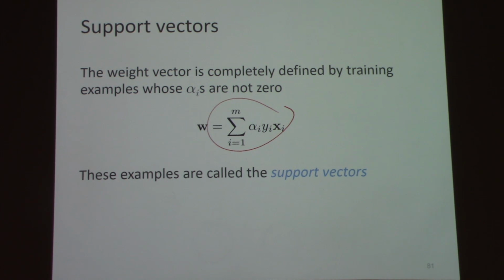Turns out, let's get to your question. Who said that this xi here can be linear? I mean, it can be the original space, but you could have done some feature transformation as well.